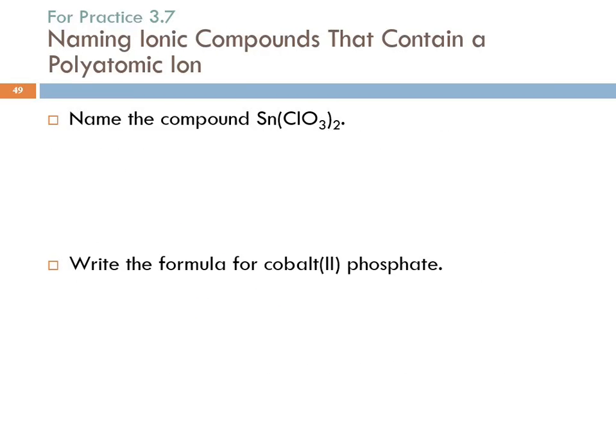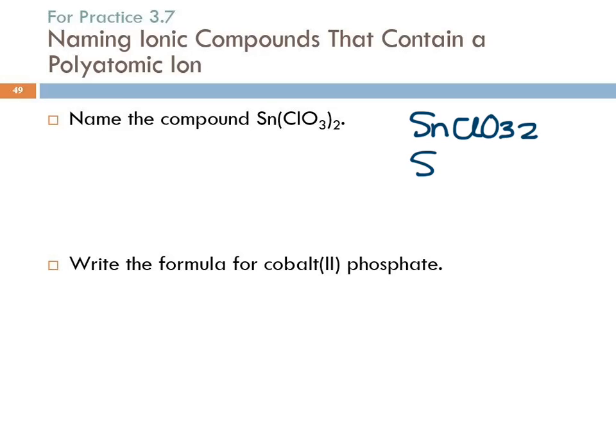Okay, let's name some compounds. Sn(ClO3)2. Now, we didn't talk about parentheses. What's up with that? If you have more than one polyatomic ion, it can get confusing. So we use parentheses, because if I wrote SnClO32, that looks like 1 chlorine and 32 oxygens. That's not what I meant.